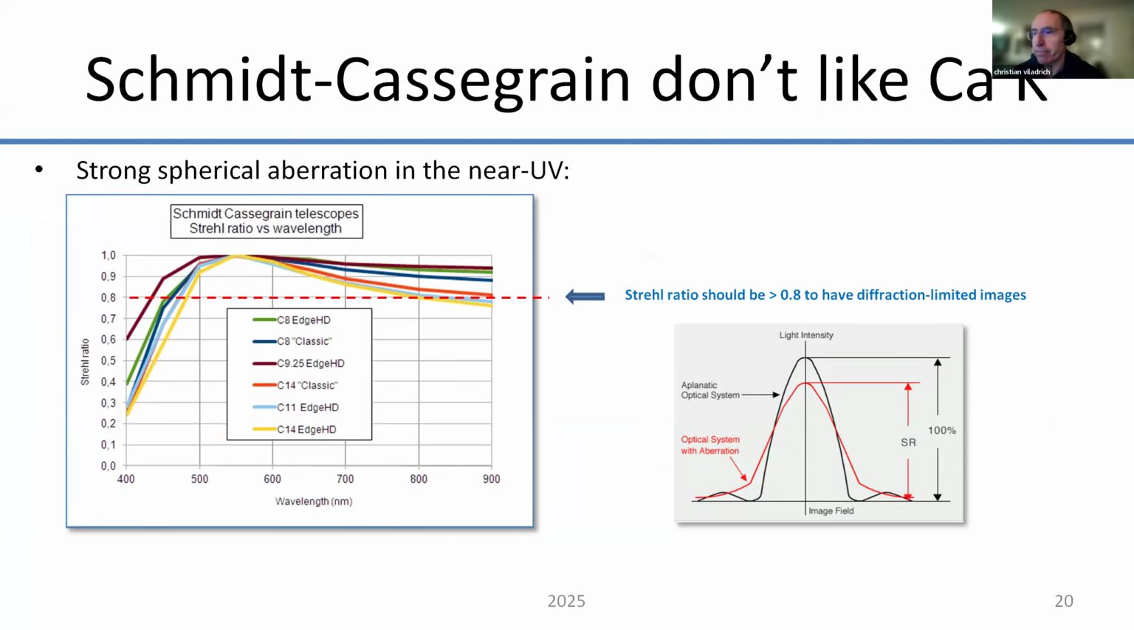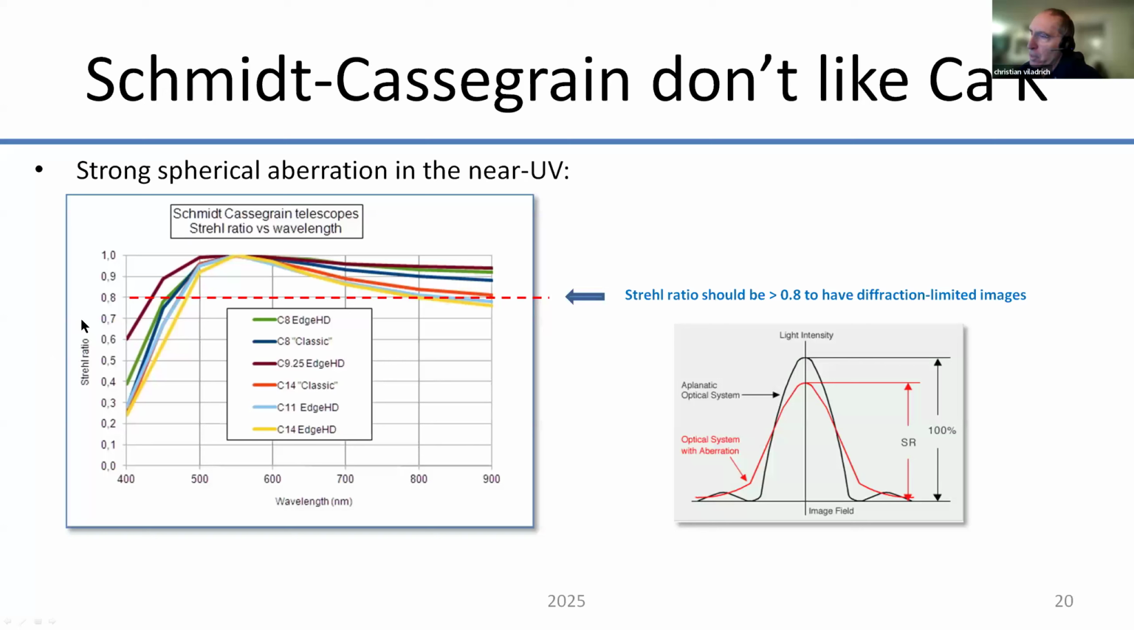Schmidt-Cassegrain telescopes. This is a bit the same. Oh, not the same. In fact, they really don't like calcium K for sure. They really don't like calcium K. So this graphic, what is this graphic? This is the Strehl ratio according to the wavelengths. 400 nanometers. So we have the blue here, the green, the red here, and here we have the infrared.